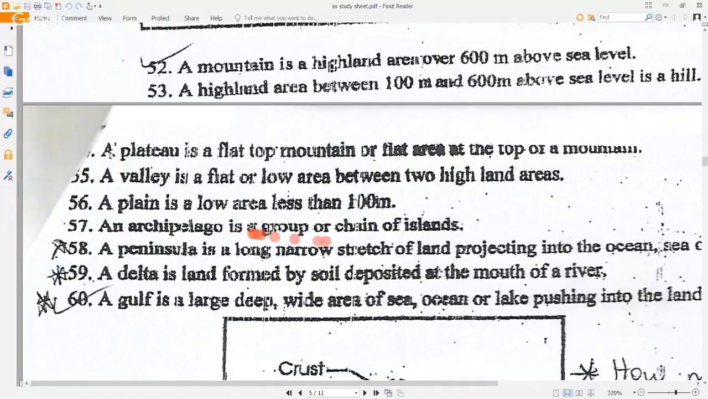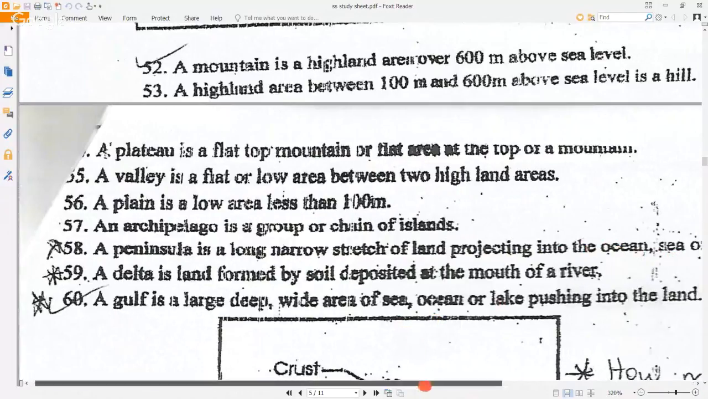An archipelago is a group of islands. Some books will say it's a cluster of islands. The Bahamas is an example of an archipelago. Japan is an example of an archipelago. The Caribbean is an example of an archipelago, a string or cluster of islands. A peninsula is a long, narrow stretch of land projecting into the sea.